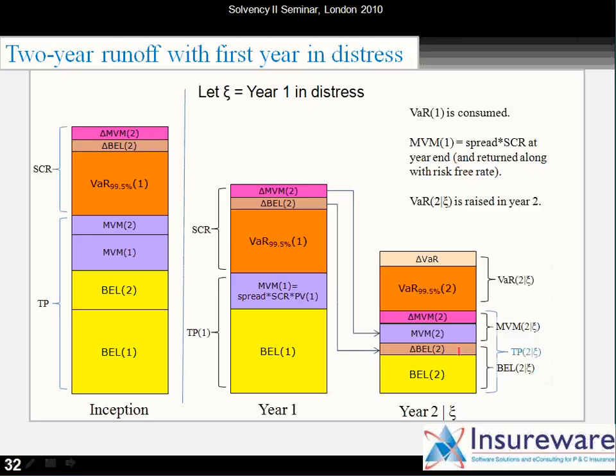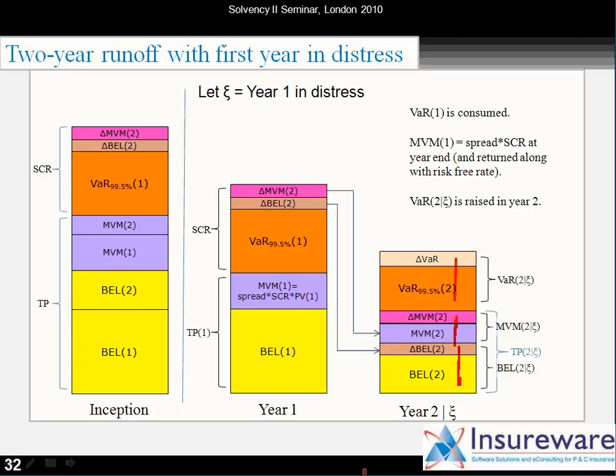At the beginning of the second year, we have sufficient mean reserves to pay for the conditional mean, now that the first year is in distress. We need to raise more risk capital, but we've got the additional market value margin to do that to pay the capital providers. So our balance sheet has been reconfigured or rebalanced so we can continue conducting our business.